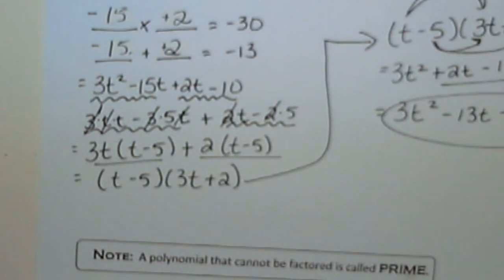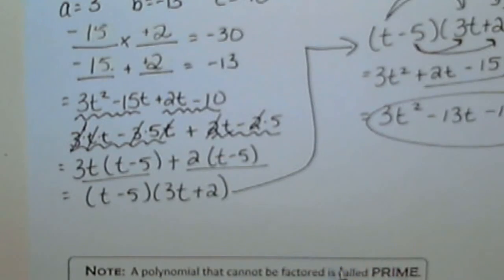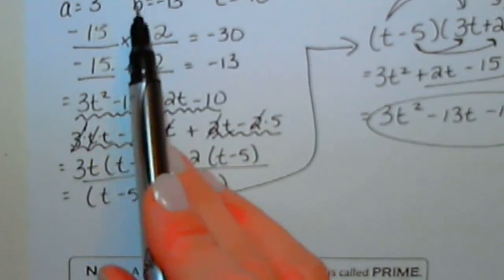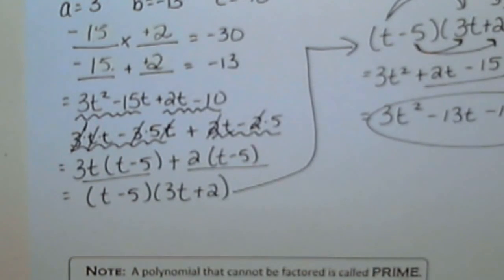Your assignment's on the bottom of this page. Just as a note though, if you can't factor a question, if for example you couldn't find any numbers here, that question is called prime, meaning it can't be factored any further, and you can expect to find that happening sometimes.